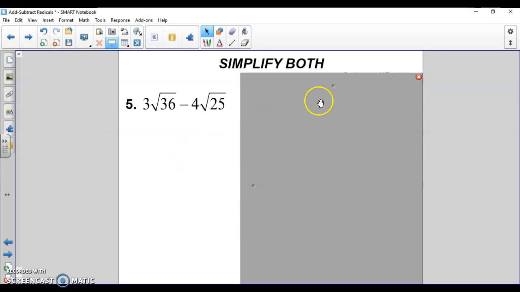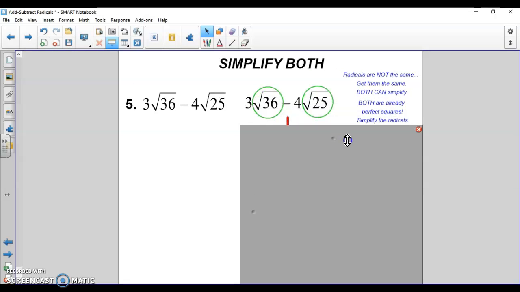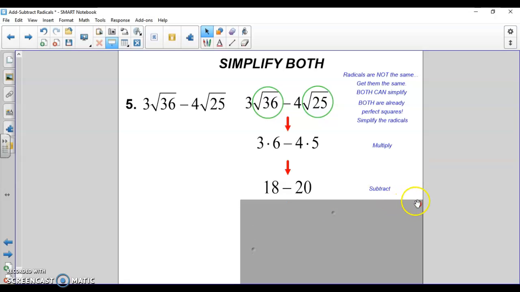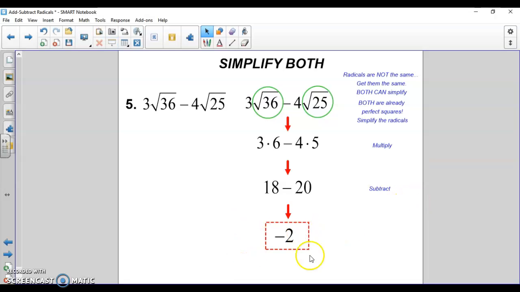We have to simplify both of these on this one. Now, the first one I'm giving you, there'll be a couple examples like this on the worksheet as well. The numbers underneath are perfect squares. You can simplify both, but they're both already perfect squares. Square root of 36 is 6. Square root of 25 is 5. So write that. Multiply each term. 3 times 6 is 18. 4 times 5 is 20. So 18 minus 20, negative 2. No radicals left over in this one. Alright? So hopefully nothing crazy there.